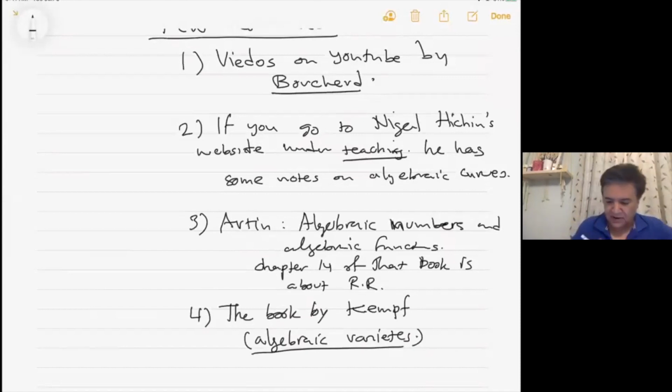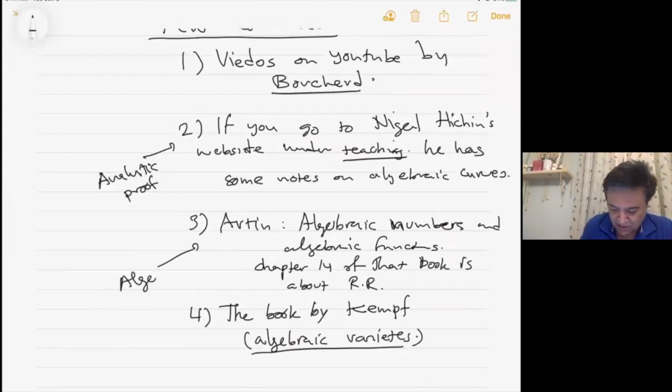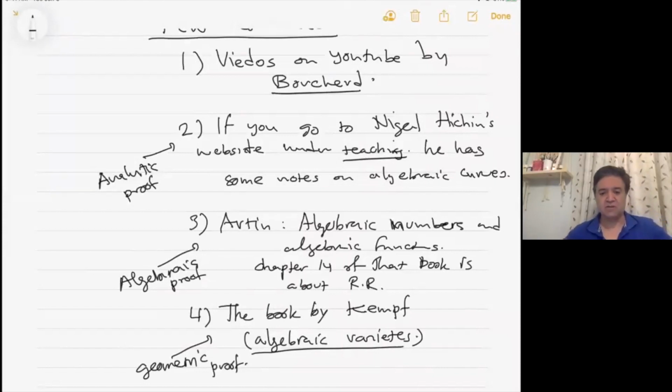So this is the analytic proof that I was trying to explain today, but I ran out of time. This is the algebraic proof using the language of adeles and Weil's theory of adeles. And this is the geometric proof using algebraic geometry, using sheaf cohomology.